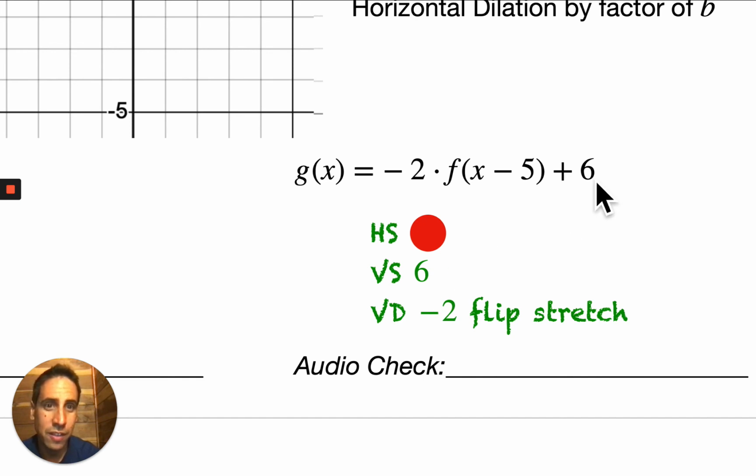So this plus 6 is on the outside, so that means it's a vertical shift of 6. This times negative 2 is on the outside, so that means it's going to be a vertical dilation of negative 2. That dilation is going to be two different kinds of dilations at the same time. It is not only going to flip it because it's negative, it's also going to stretch it because the times 2 is a number higher than 1. It's going to stretch it like this and then flip it, boom, whatever the original is. And I wonder if you can figure out what the horizontal shift would be looking at this function.